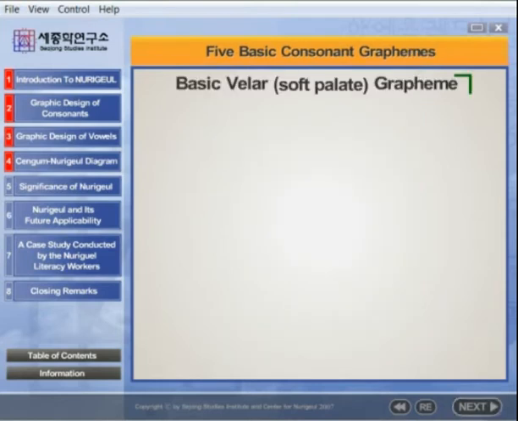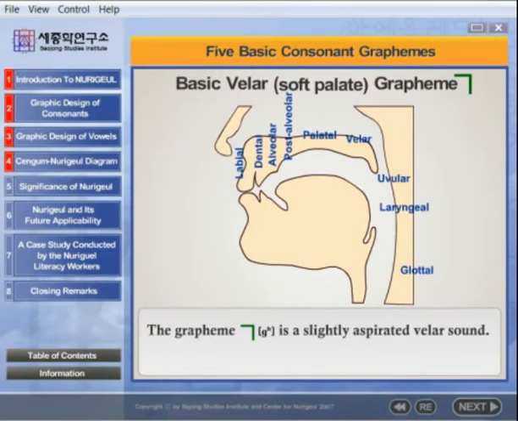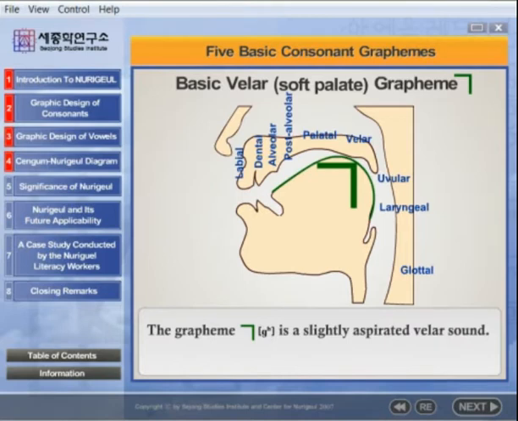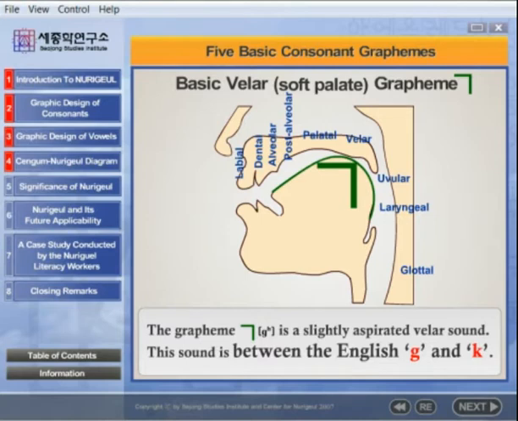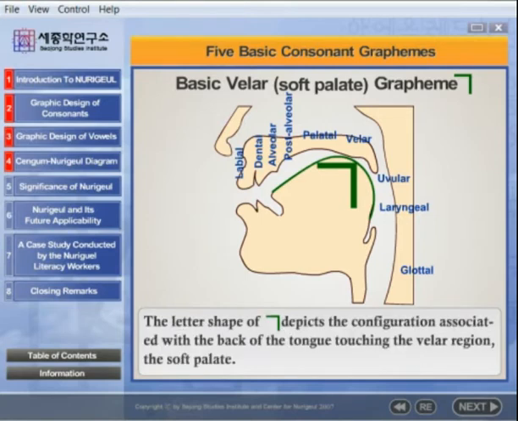Basic velar grapheme, K. The grapheme K is a slightly aspirated velar sound. This sound is between the English G and K. The letter shape of K depicts the configuration associated with the back of the tongue touching the velar region, the soft palate.